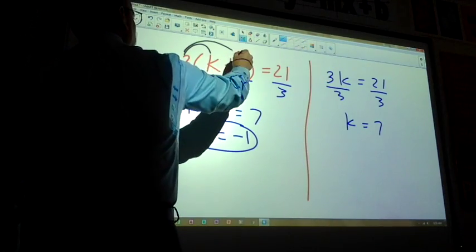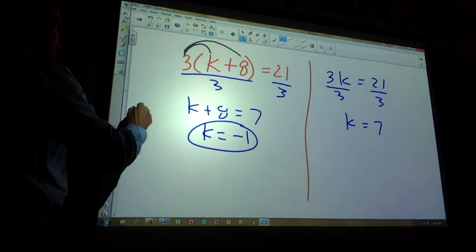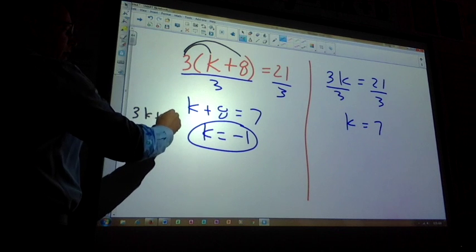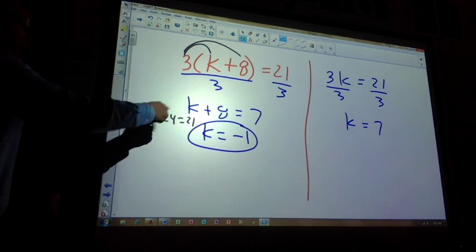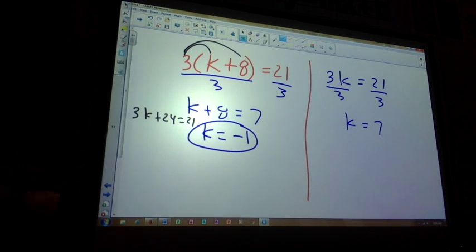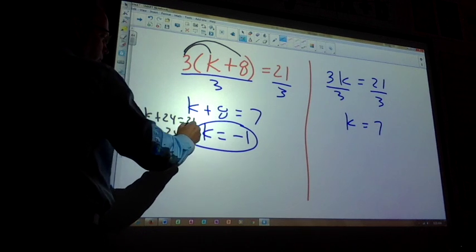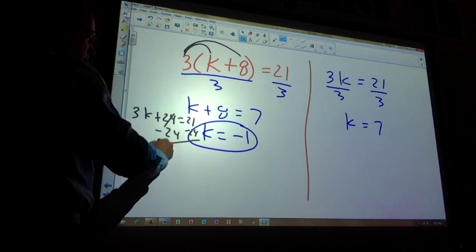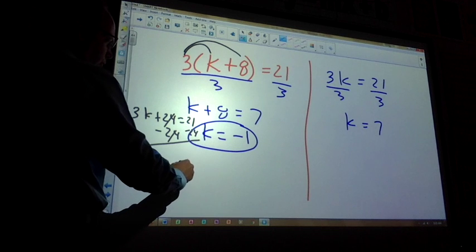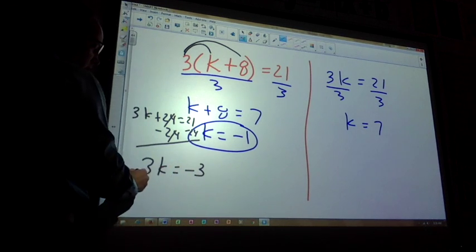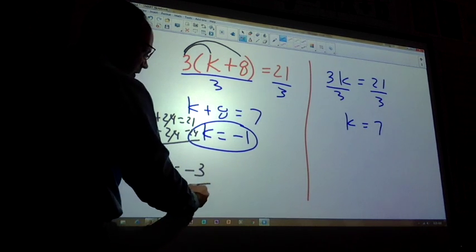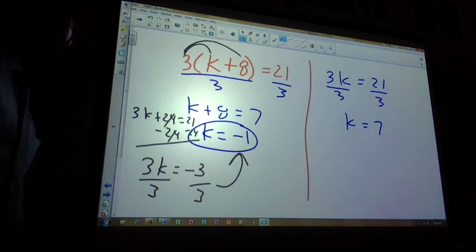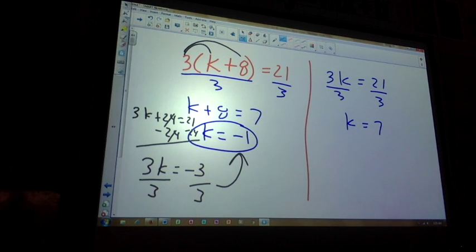Doing it the other way, if I distribute here and here, that gives me 3k plus 24, right? Is equal to 21. How would I solve that? Subtract 24. I love it. Subtracting 24, so I'm going to cancel those. So I get 3k is equal to negative 3. And I divide each side by 3. And I wind up with k is equal to negative 1. So did I get lucky and discover a problem that you could do both ways just in a singleton case? Yes.